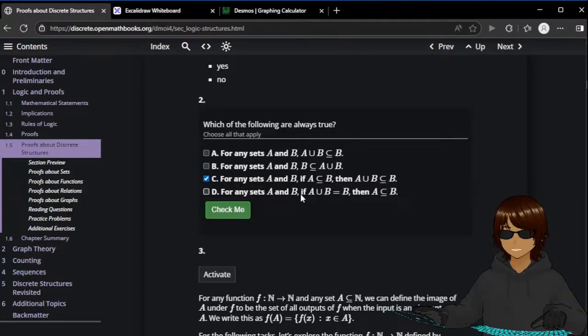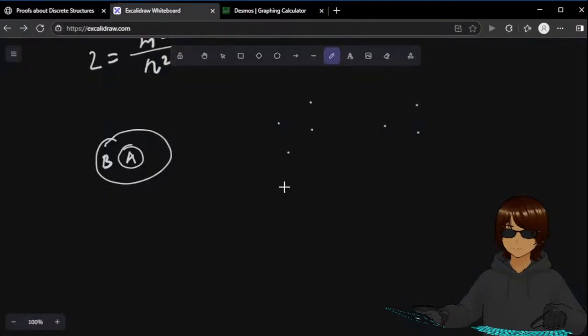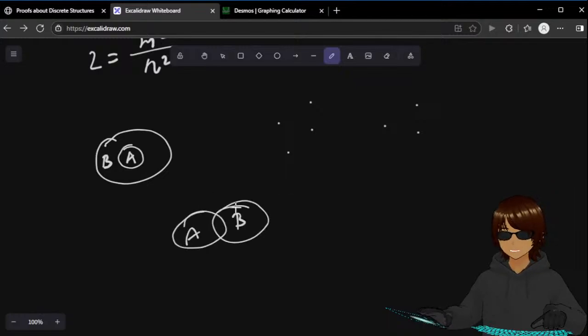Any such A and B, if A union B is equal to B, A is a subset, yeah. Any set A and B, if B is a subset of A, okay. Or any set A and B, A union B is a subset of B. No, that's not true. Because A union B is not a subset of B.